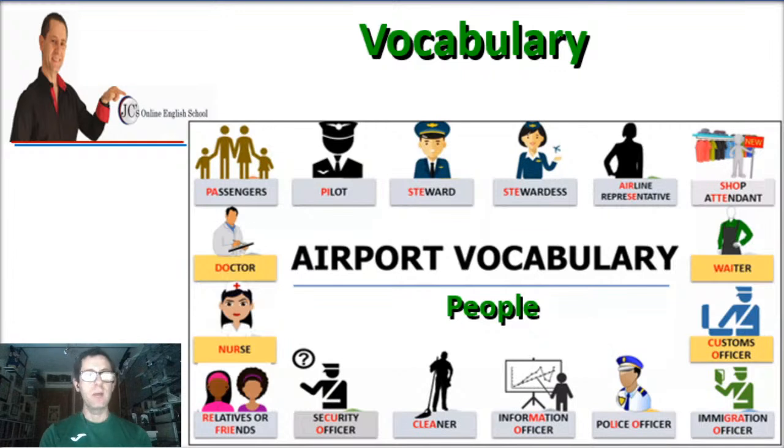Police officer. Then we have the information officer. Of course, we have a cleaner, a security officer, so we have several officers. Then we have relatives or friends who wait for us when we arrive in a country or in a city. Then there is also a nurse in case somebody gets sick, a doctor, obviously the passengers, and last but not least, we have a pilot. My brother is a pilot, by the way, and my nephew is studying to become a pilot. So these are most of the people you can find at an airport.